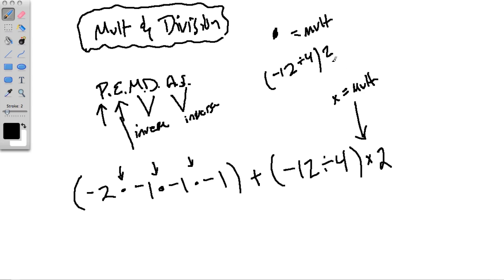Whenever you see a number next to a parentheses like that, it usually means multiply. So for example, if you saw 2 parentheses 4, that means 2 times 4. Or you might see something like this: 2 and then 4. All these are different ways of saying multiply. So in this parentheses right here, dealing with parentheses first, I have to multiply.